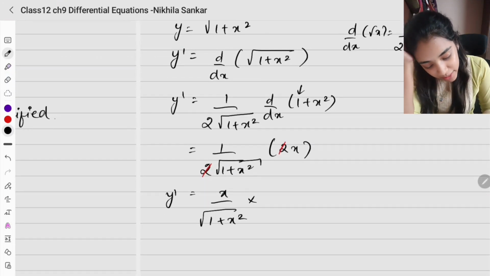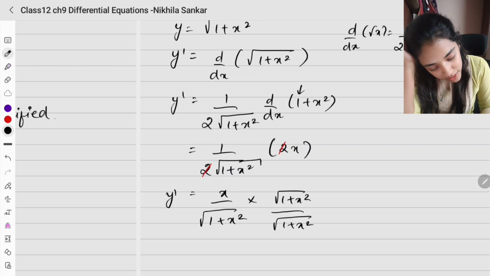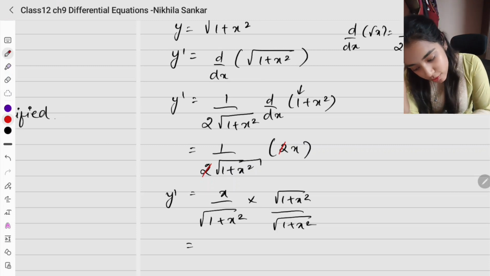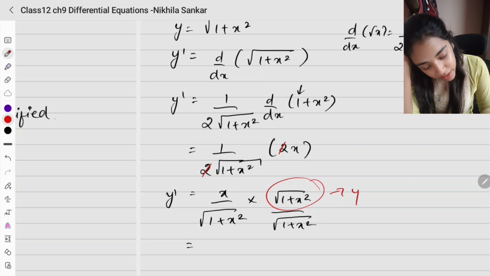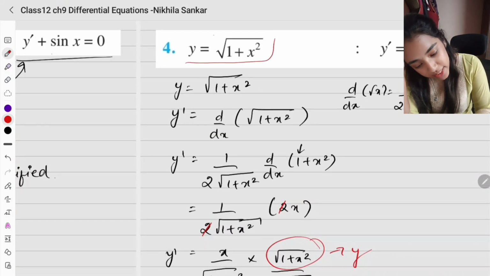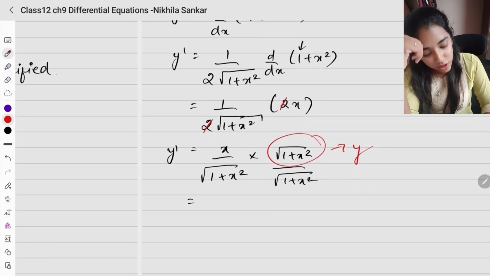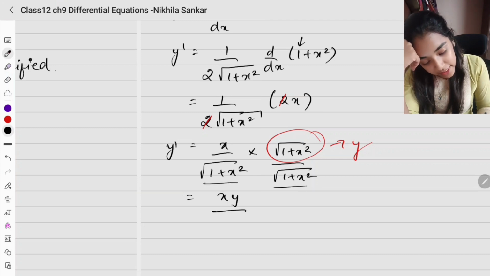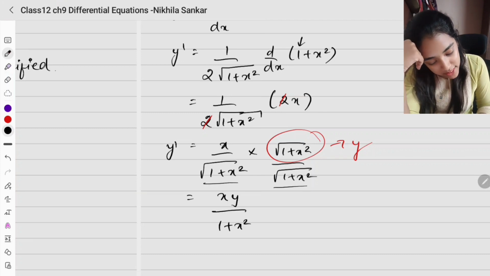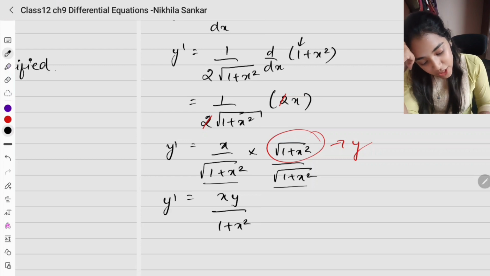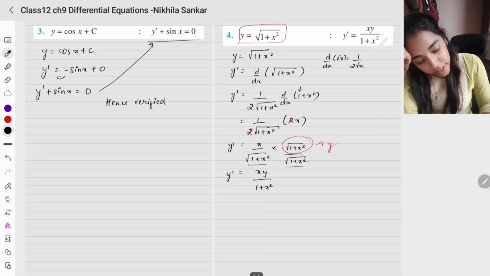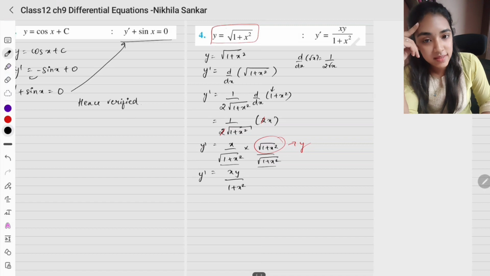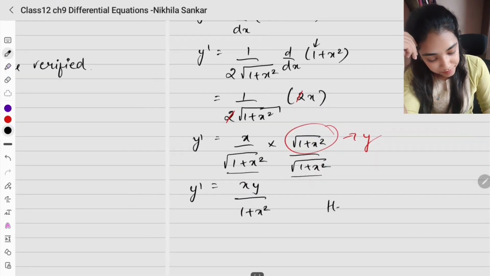I see that I can multiply by square root of 1 plus x square divided by square root of 1 plus x square. So what do I have here? You also know that this is nothing but your y. Correct? From the question you see that root of 1 plus x square is going to be your y. So I can simplify this as xy divided by, இந்த இடத்துல இது ரெண்டுத்தையும் multiply பண்ணா, I'll have 1 plus x square. Okay, so y dash equals xy divided by 1 plus x square. Hence verified. Okay, hence what they have asked.